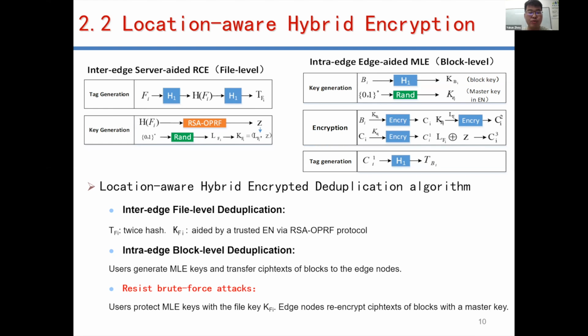And we also use user-generated message-locked encryption keys to encrypt the blocks and transfer the subset of blocks to the edge nodes. Users protect the MLE keys with the file key, and the edge nodes re-encrypt the subset of blocks with the master key and upload them to the central cloud at last.